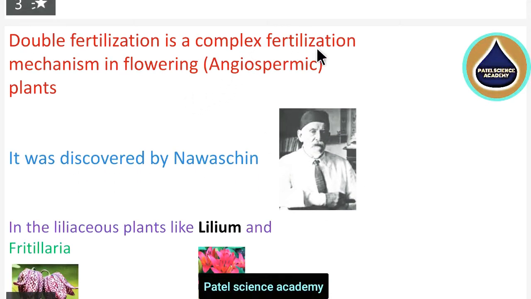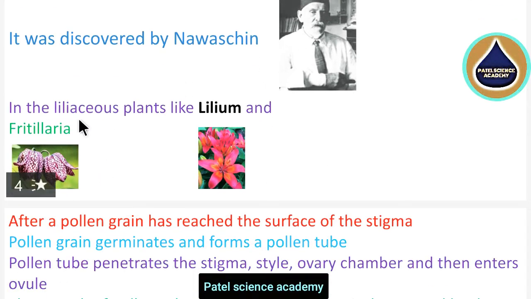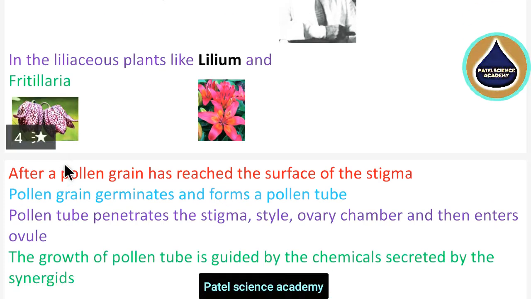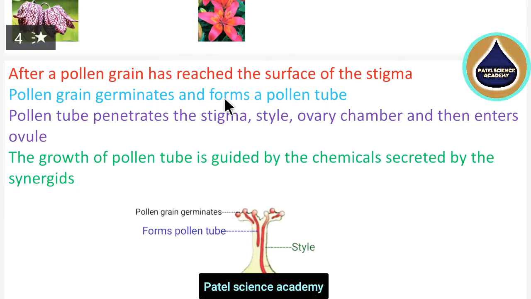Double fertilization is a complex fertilization mechanism in flowering angiospermic plants, and it was discovered by the scientist Navashin. It is found in liliaceous plants belonging to the Liliaceae family, like Lilium and Fritillaria. These are examples of double fertilization plants. Let's see some more detail of this double fertilization.